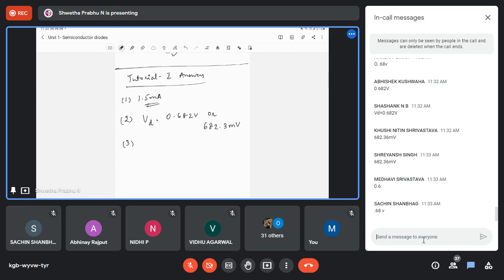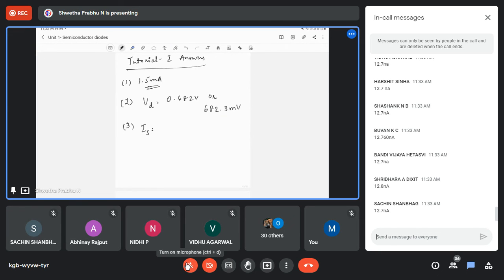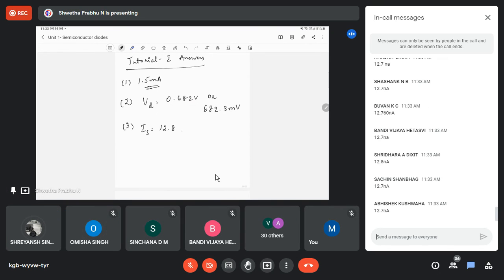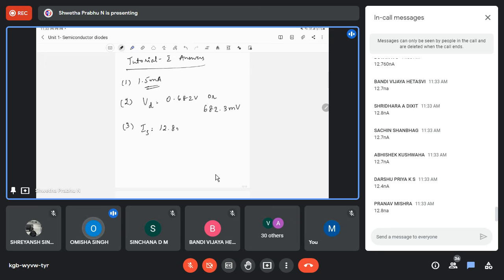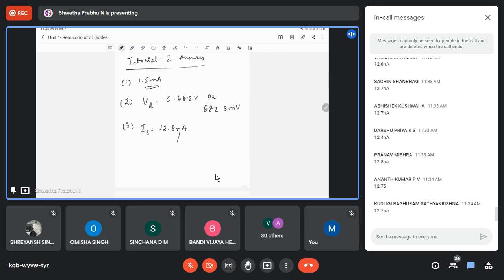Third question. What is the answer for the third question? They're asking you to calculate reverse saturation current. One of you please read out the answer. 12.8 nanoamperes. Yes, ma'am. Correct. Please verify.